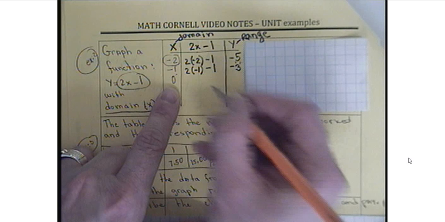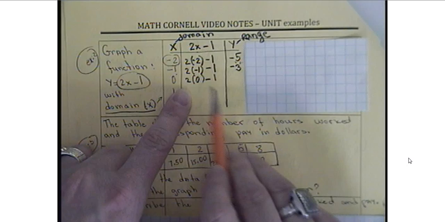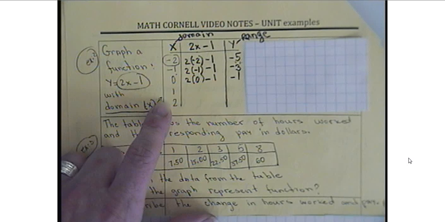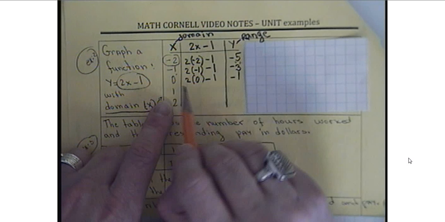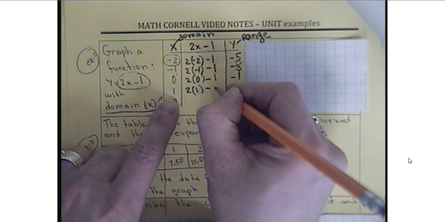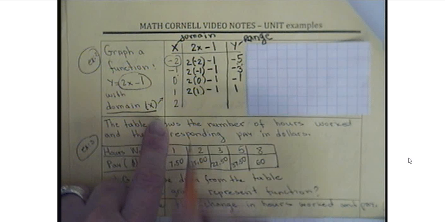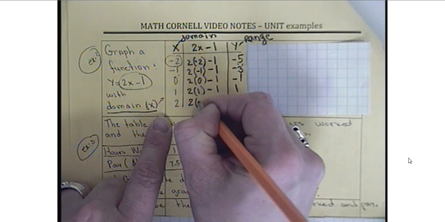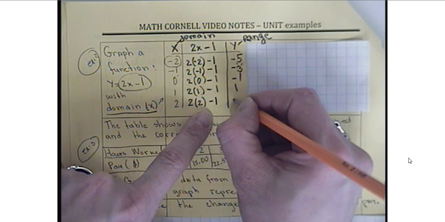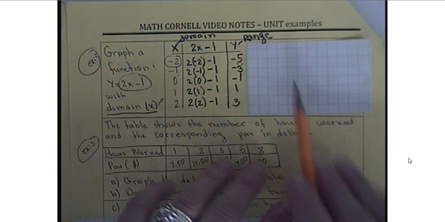For the third point, we have 2 times, again, instead of x we put 0, and then minus 1. Well, 2 times 0 is 0, minus 1 will give us negative 1, the y coordinate, or range. Next one, we have 2 times 1, since x is 1, minus 1. So 2 times 1 is 2, minus 1, we have 1 positive here. And the last one will be 2 times 2 minus 1. 2 times 2 is 4, minus 1, we will get 3.